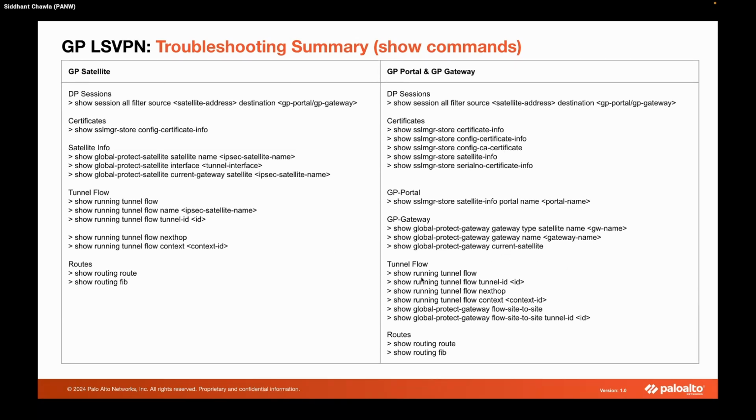For tunnel flow, show running tunnel flow with the tunnel ID or the next hop. And you can also show running tunnel flow with the context and context ID. You can also run this command: show globalprotect gateway flow site-to-site.